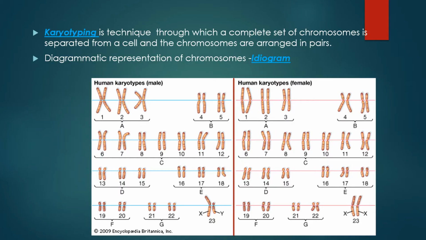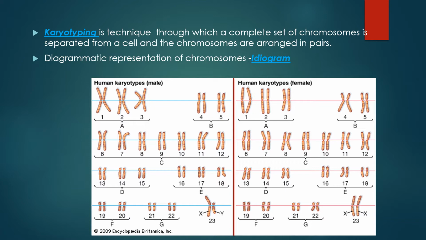Now let's see what is karyotyping. It is a technique through which a complete set of chromosomes is separated from a cell. They take a cell, the complete set of chromosomes is separated, and they are arranged in pairs. That is called karyotyping. The diagrammatic representation of the chromosomes, we call it an ideogram.